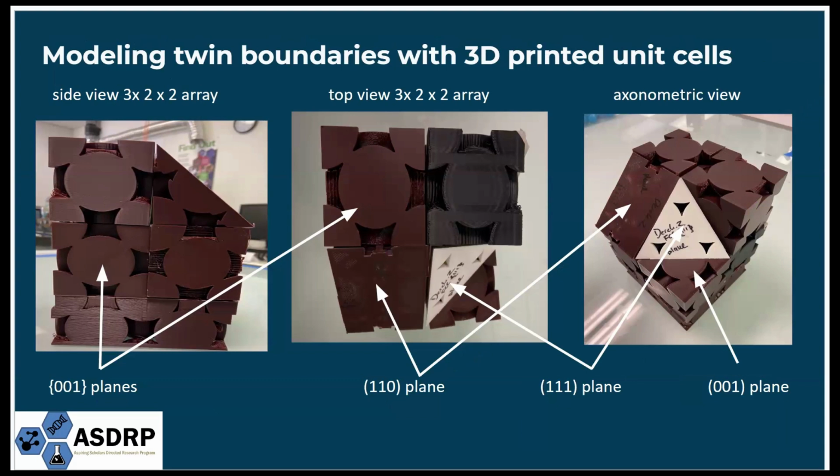The flat surfaces are the 001 planes, the inclined plane is the 110 plane, and the white triangle is a representation of the 111 plane. This is the twinning plane, where the twinning in copper usually occurs across.